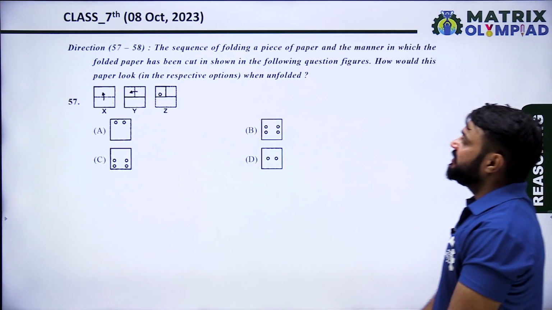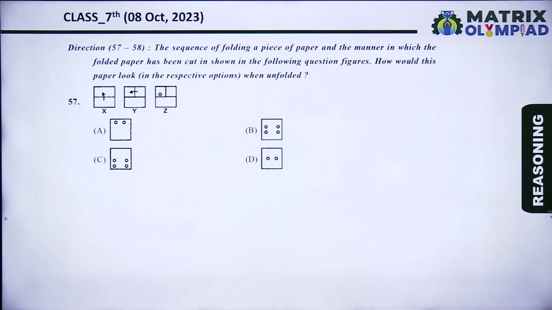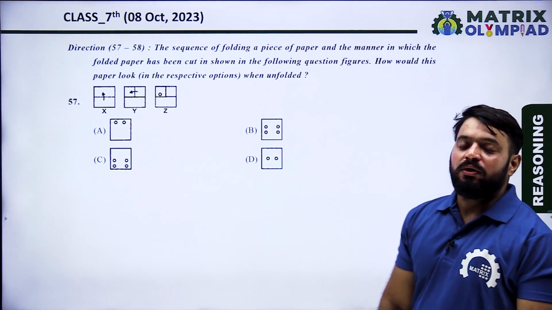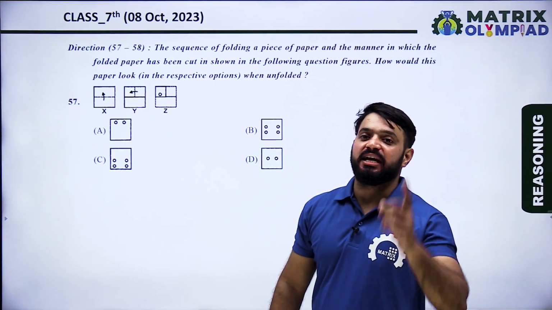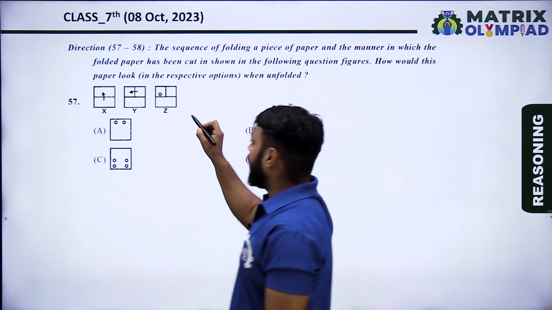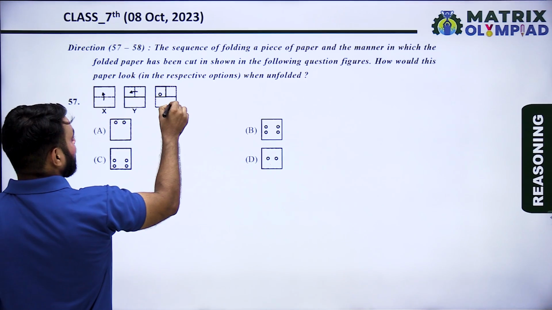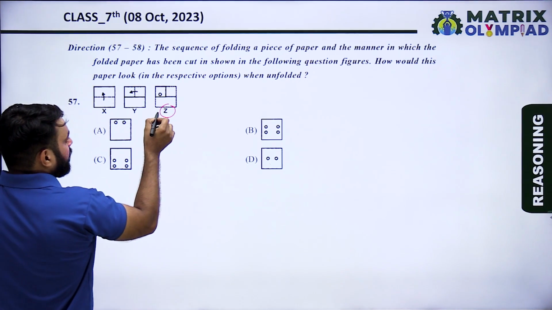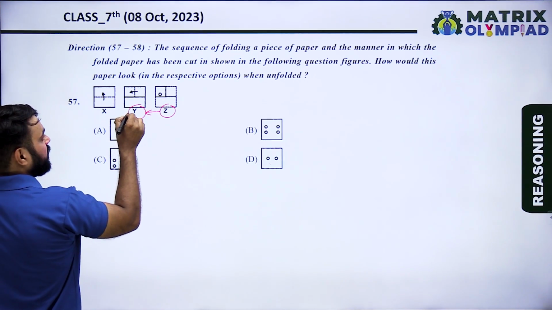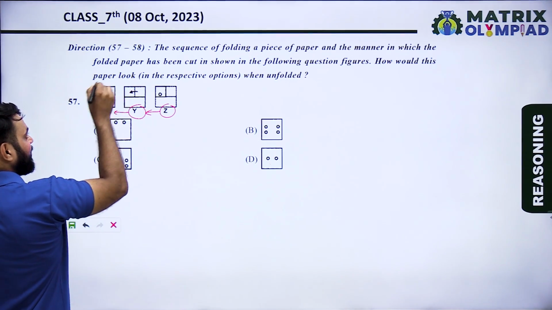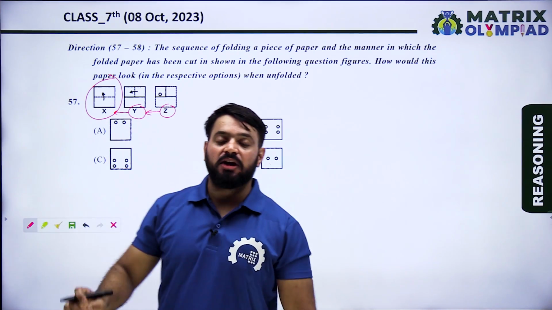So the next question is, the sequence of folding a piece of paper and the manner in which the folded paper has been cut is shown in the following question figure. How would this paper look in the respective option when unfolded? Unfold the figure in the same sequence in which it was folded and find the mirror image in each case. So first we will unfold Z. When we unfold Z, it represents Y. When we unfold Y, it represents X. And find the image of X because X represents the unfolded paper.